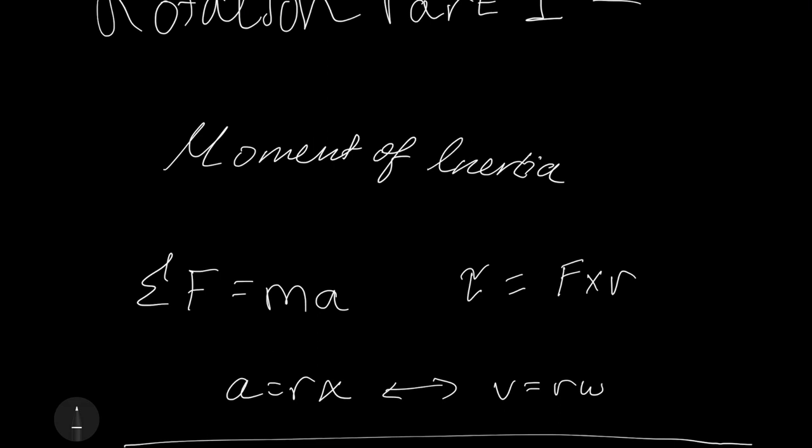Obviously, something everyone should know by now is F equals ma, sigma F to be exact equals ma. Another thing is torque is going to be the cross product between F and R. And if you didn't know, this cross product is F R sine theta, where theta is the angle between F and R.